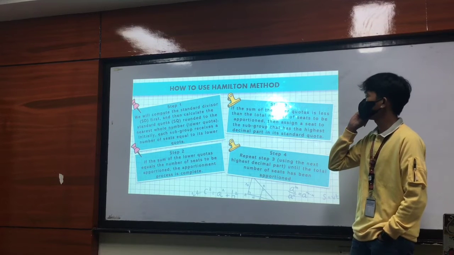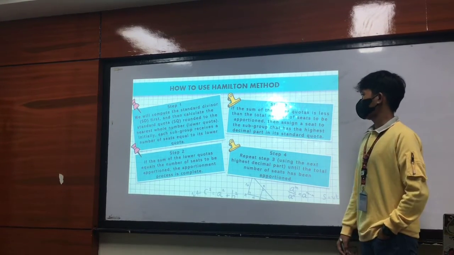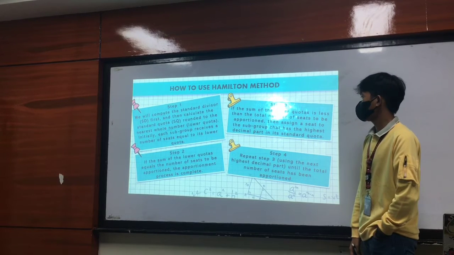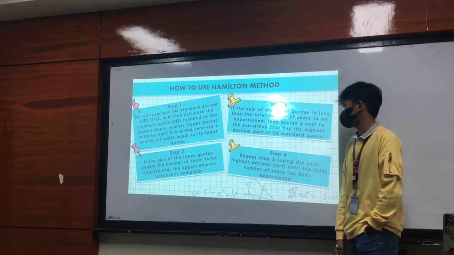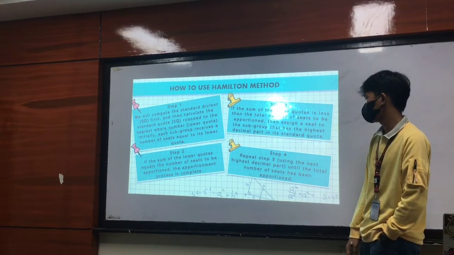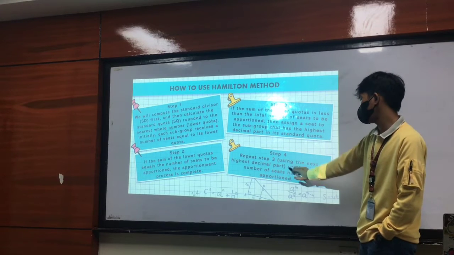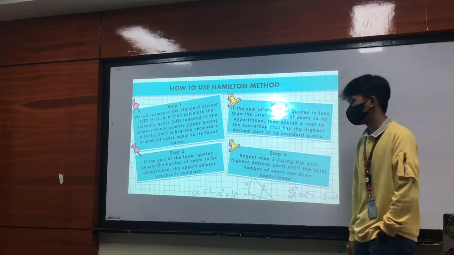Step 3, if the sum of the lower quotas is less than the total number of seats to be apportioned, then assign a seat to the subgroup that has the highest decimal part in its standard quota. And the last step, repeat step 3 using the next highest decimal part until the total number of seats has been apportioned.